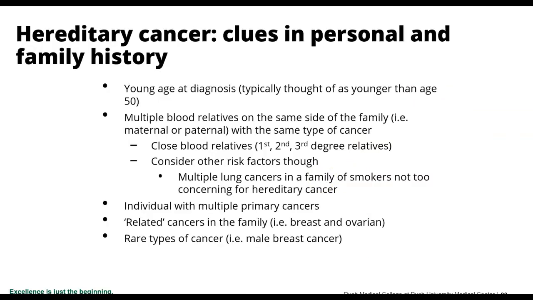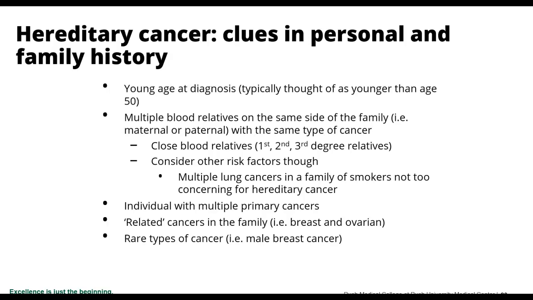So hereditary cancer, clues in a personal and family history. Young age of diagnosis, typically under 50. Multiple blood relatives on the same side of the family. So breast cancer, we're going to talk about, is super common. So if mom's mom had breast cancer at 62 and dad's mom had breast cancer at 70, that's different sides of the family. It doesn't really count for two relatives.